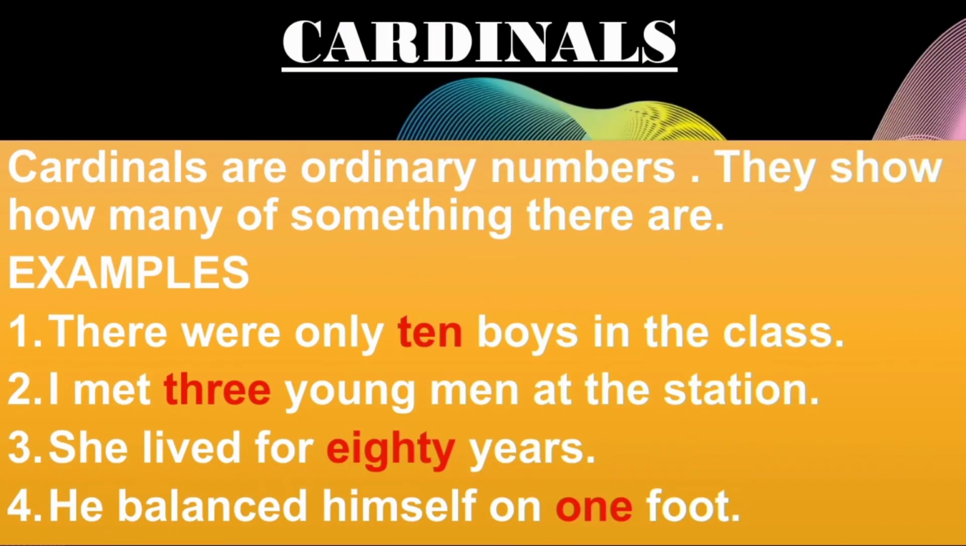After this, we have the cardinals. Cardinals are ordinary numbers. They show how many of something there are. For example, there were 10 boys in the class. I met 3 young men at the station. She lived for 80 years. He balanced himself on one foot. So, all these numbers like 1, 2, 3, 4, they are all known as cardinals.